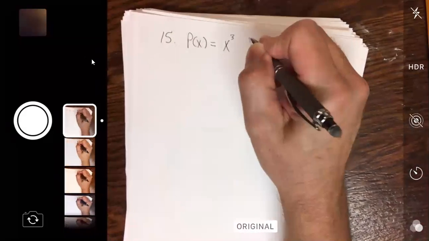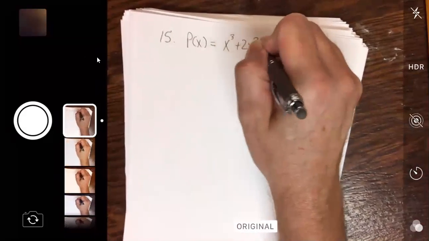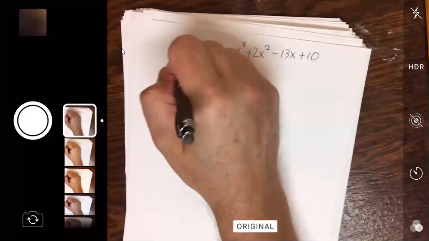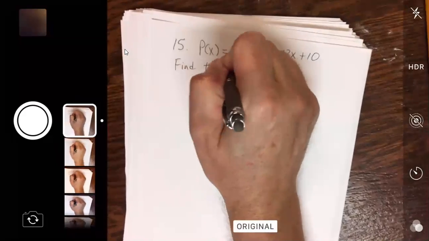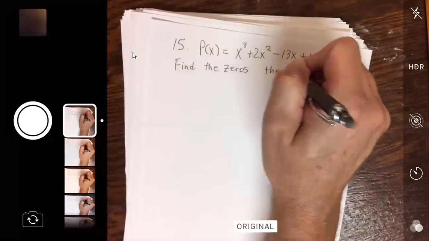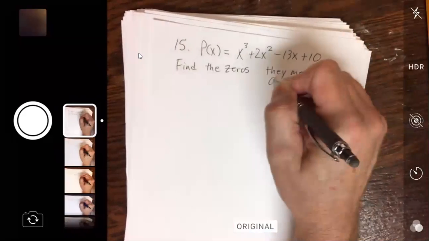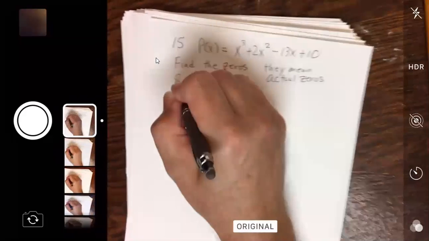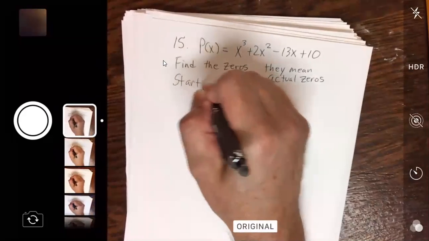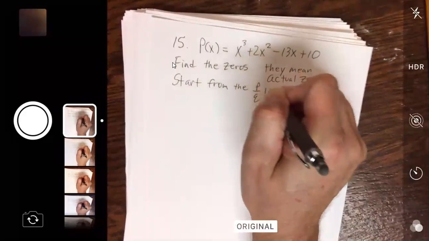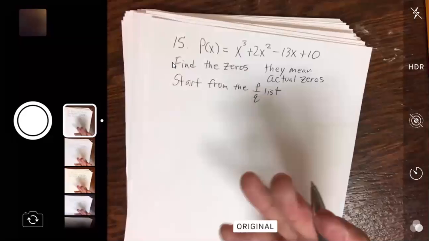X cubed, 2x squared, minus 13x, and add 10. They are saying, find the zeros. They mean actual zeros. So you have to start from the P over Q list. You've got to have some candidates to start from.